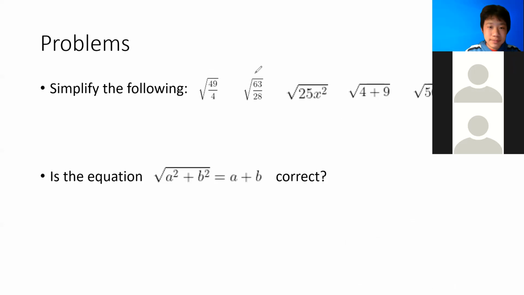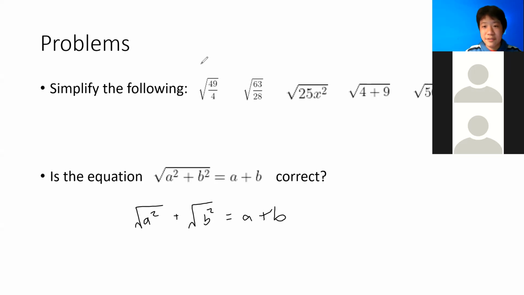Now for the last problem, is this correct? Well, if you were to split it up incorrectly, well then yes, it would be correct. But you can't split it up like this. Addition doesn't work for these radicals. You can't split up an a squared plus b squared and split them up into two different radicals. You can't do that. All right?